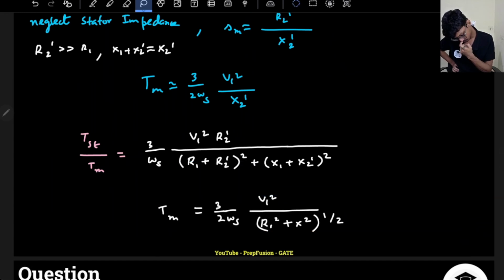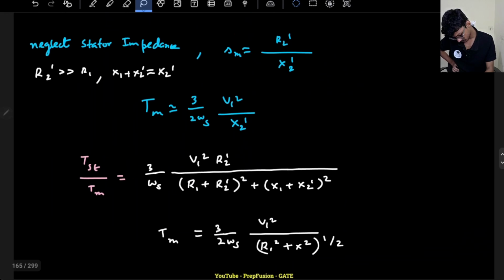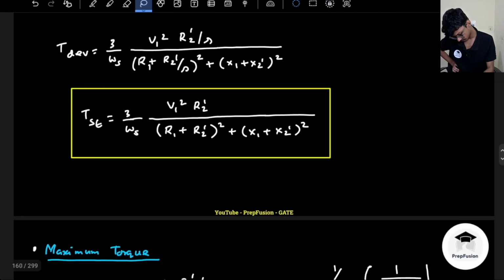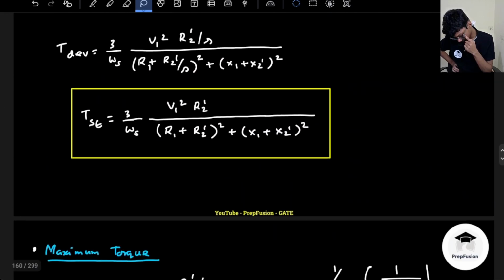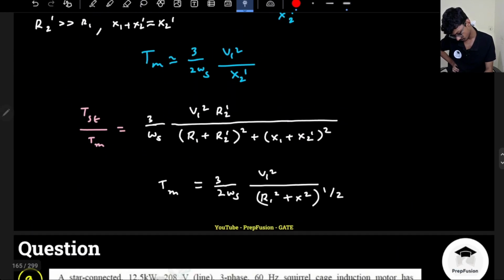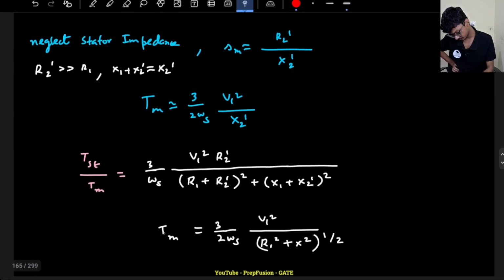Something is wrong, huh? Something is wrong. Did I forget to put any under root or something? Okay, R2. R2 is still here, right? Okay, no, it is correct only. Here there is no R2, right? Okay, so things will cancel out.